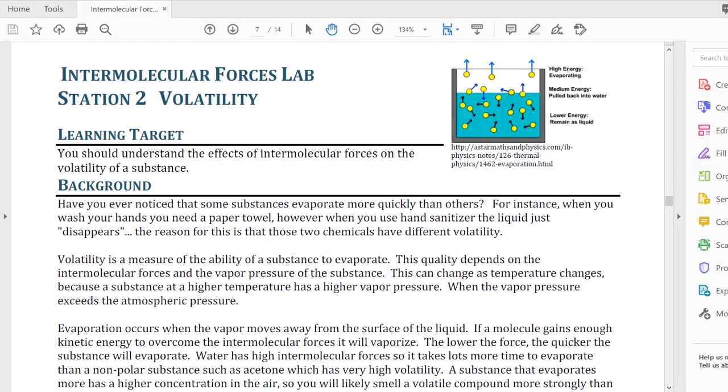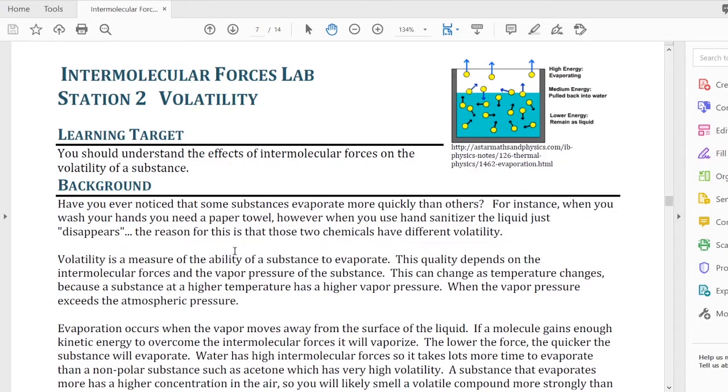So the second station you're going to see is titled volatility. And you should understand the effects of intermolecular forces on the volatility of a substance. So what does that mean? Well, have you ever noticed that some substances evaporate or turn into gas more quickly than others? For instance, when you wash your hands, you need a paper towel. However, when you use hand sanitizer, the liquid just disappears. Why does that happen?